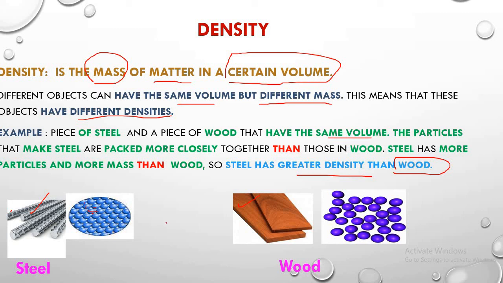So the steel has more mass, so it has more density, as the particles are closely packed together.